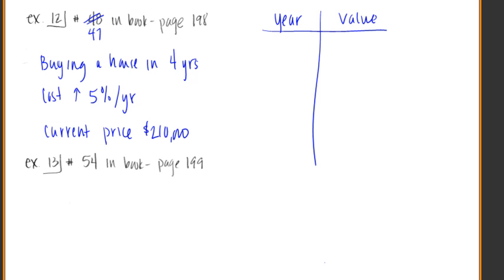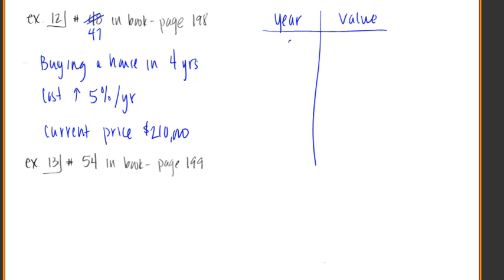But you're looking to buy a house in 4 years. Right now it's worth $210,000, but we know the cost is going to go up 5% per year. So how much is this $210,000 home going to cost 4 years from now if it's going to go up by that rate? Okay, so the easiest way I can look at it is let's do a table of values, where we're going to have year in one column and value in the other.